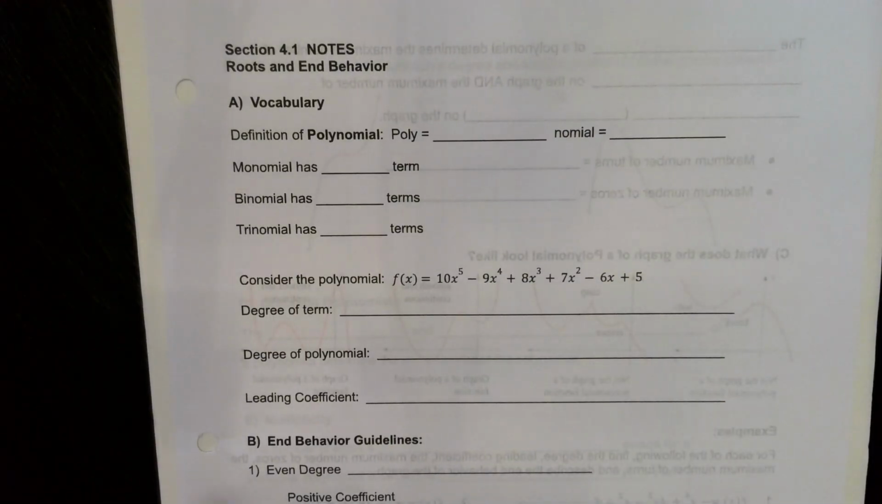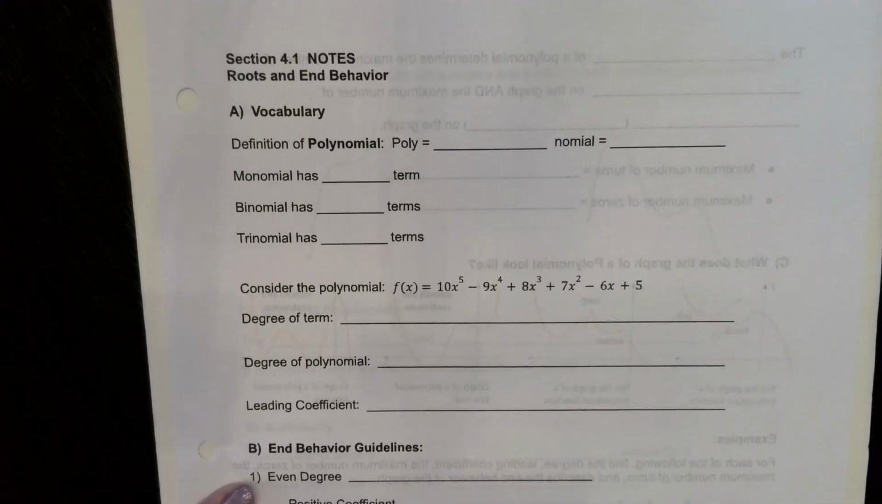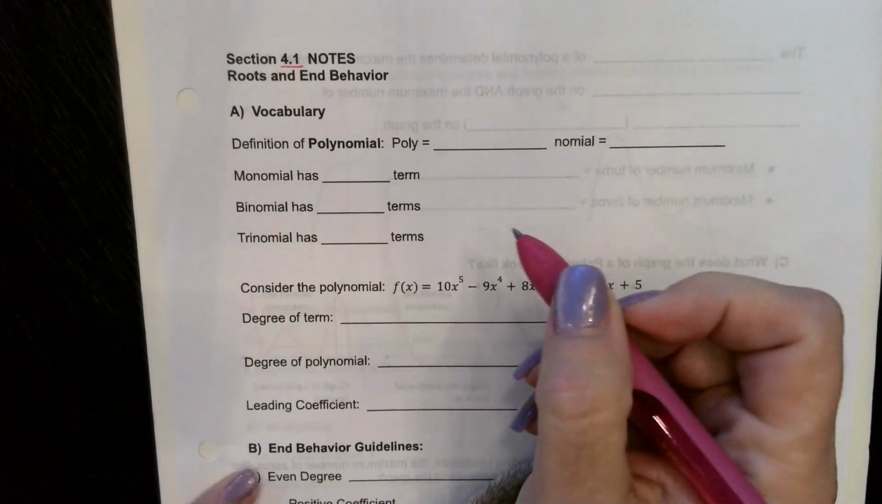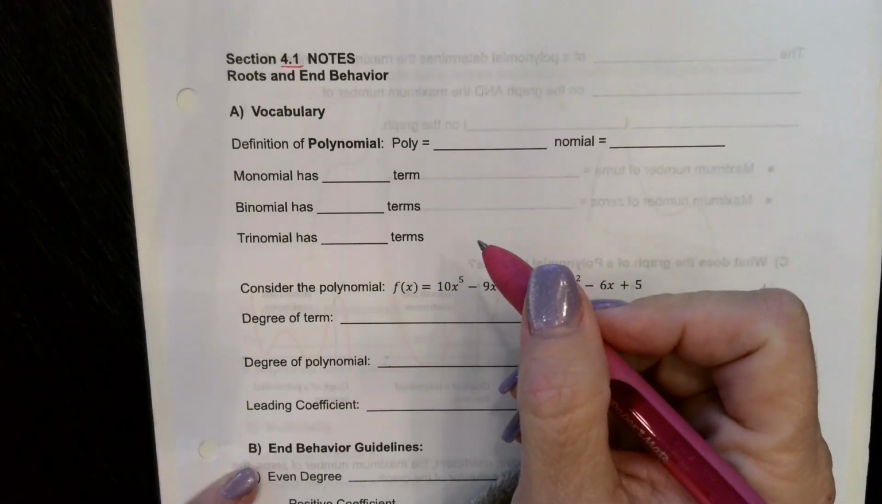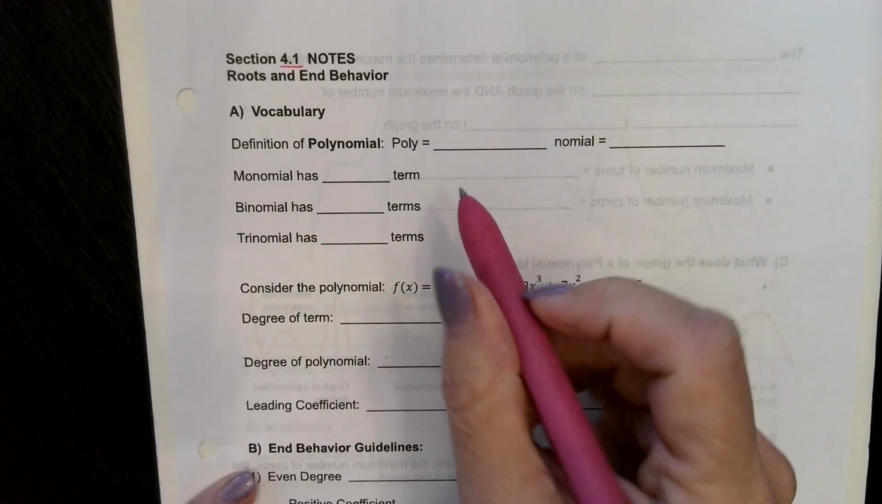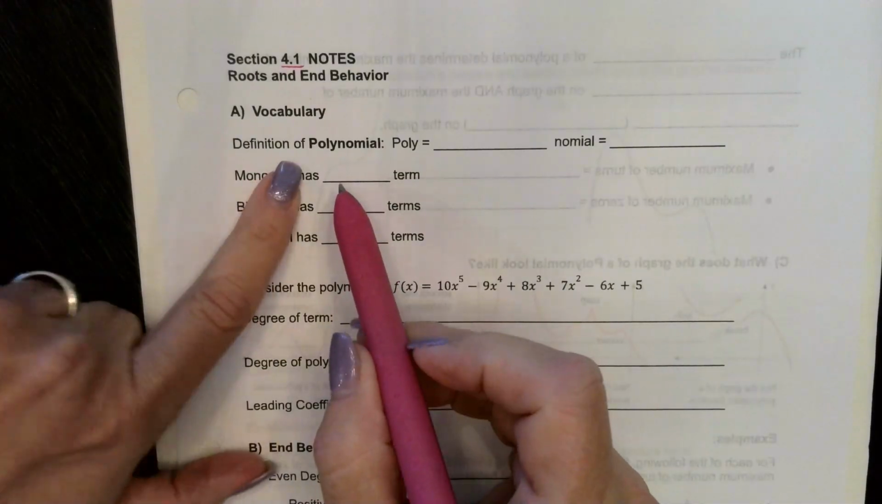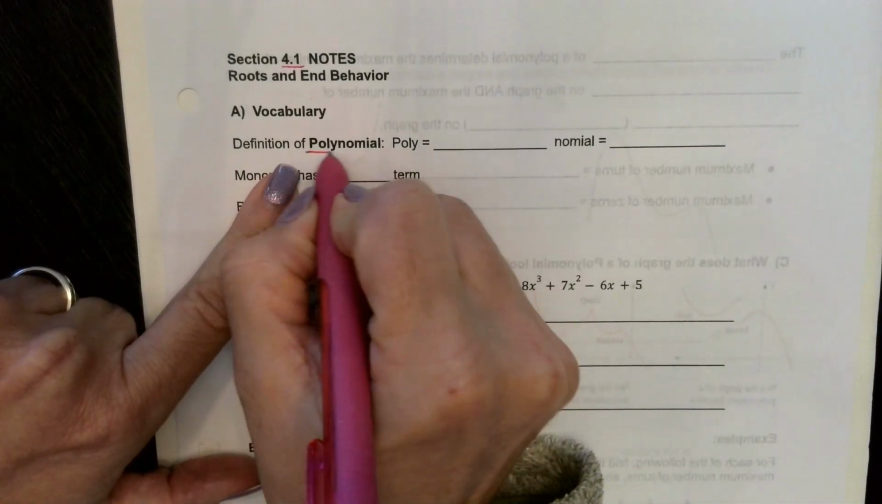Okay, so this is the first lesson of Unit 4. And Unit 4 starts out where it's more rules and not a whole lot of math. So let's talk about some vocabulary here. So all of Unit 4 is going to be about polynomials.